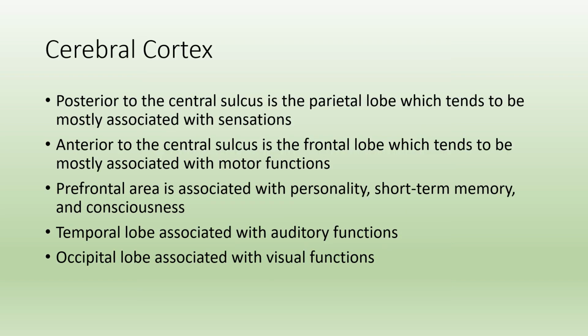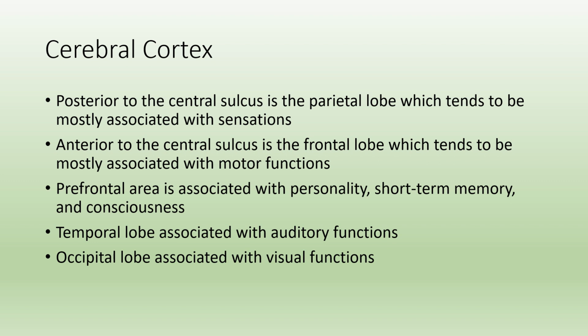Now with the cerebral cortex, different areas in general have certain different functions, though there are some specific things. If you look behind the central sulcus, posterior to it is the parietal lobe. And the parietal lobe tends to be mostly associated with different sensations. In front of the central sulcus is the frontal lobe, and that tends to be more motor type functions.